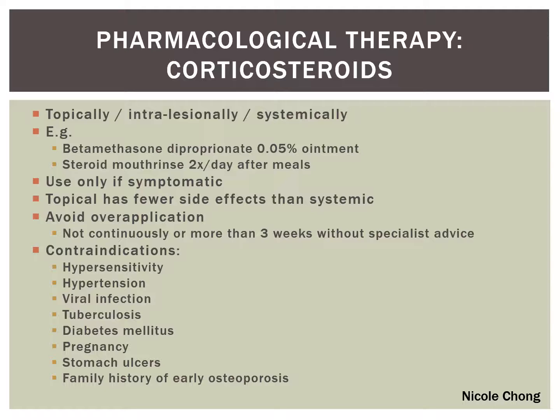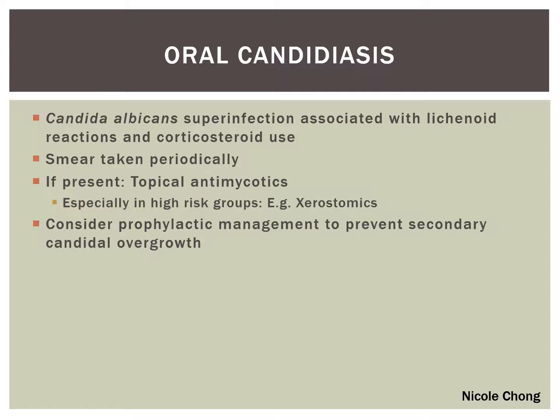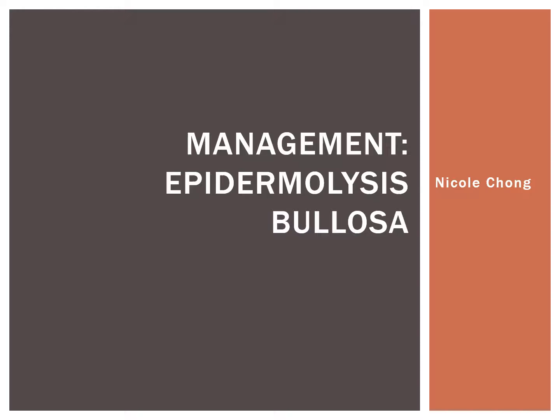Generalized atrophic or erosive oral lesions that do not respond to topical therapy may be treated with a short course of systemic corticosteroids. Contraindications of corticosteroid preparations are listed. Because there is increasing evidence of Candida albicans superinfection with oral lichen planus, a smear should be taken periodically, and any candidal infection controlled with topical antimycotics, especially in high-risk groups such as xerostomics. Some patients should be managed prophylactically to prevent secondary candidal overgrowth.